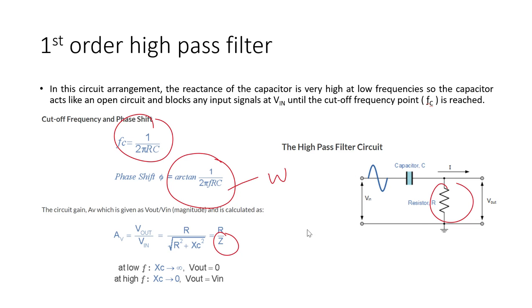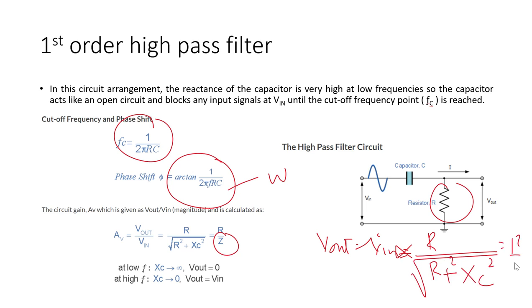Now if we want to calculate the output of this circuit, V out would be Vin multiplied by the same voltage divider rule, but here we have R divided by R plus Xc. The square root gives us R by Z. So R by Z is giving us the voltage gain. The voltage gain will always be less than 1 because R plus Xc is always greater than R. So this is the typical high pass filter.